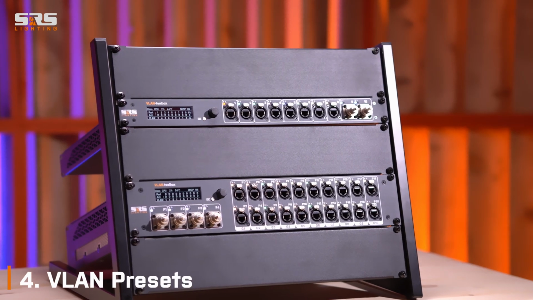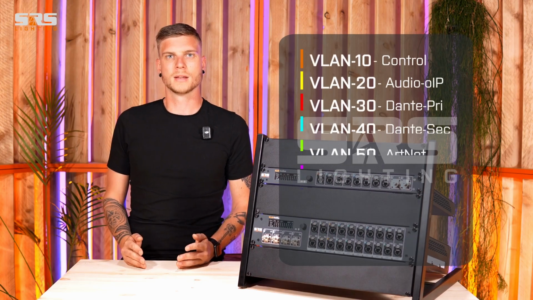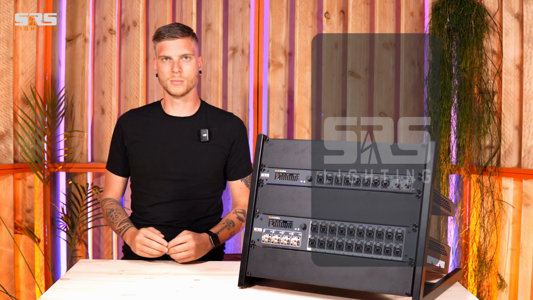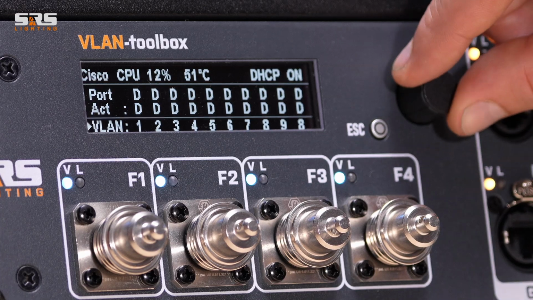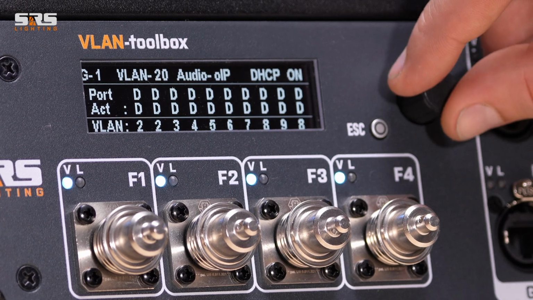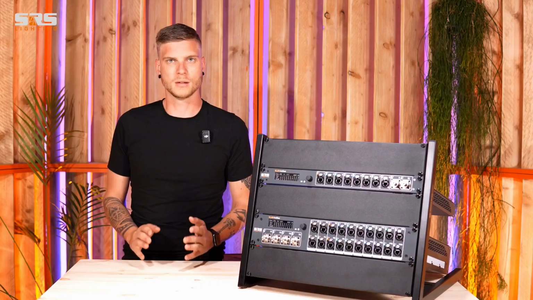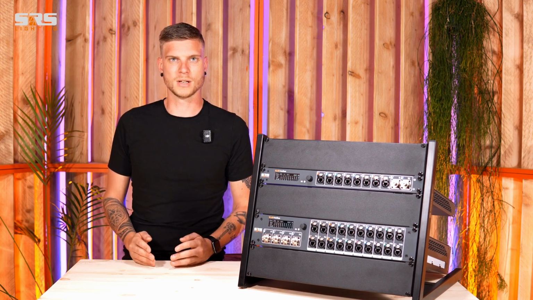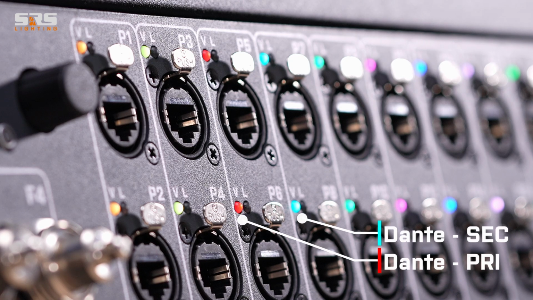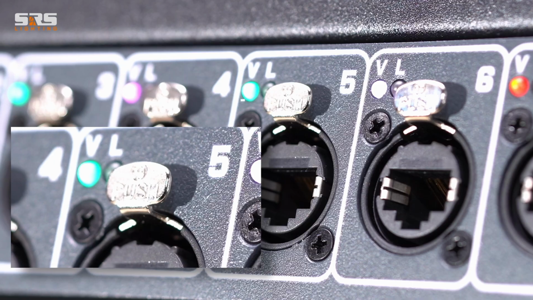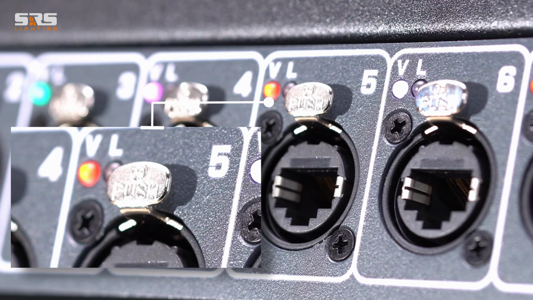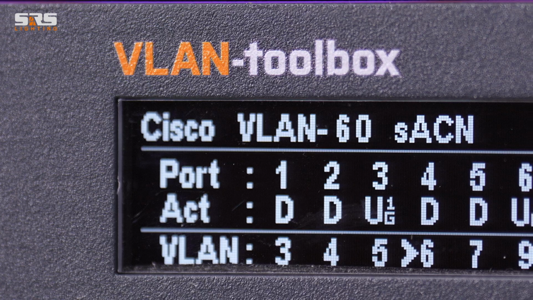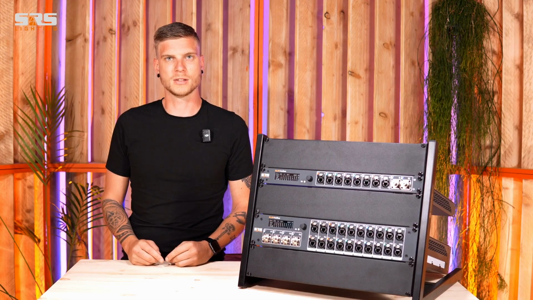The VLAN Toolbox offers 9 standard VLAN presets. This allows you to easily separate your Dante, ArtNet, streaming ACN, and other protocols from each other. You can easily assign VLANs to the desired ports by rotating and pressing the data button. This way, you will never encounter problems with your protocols interfering. When setting the desired VLAN, you can instantly see which protocol is configured on the port by an indication from the left LED. For example, you have port 2 and 3 set to Dante primary and secondary, and port 4 set to streaming ACN. The right LED will indicate the status of the port.